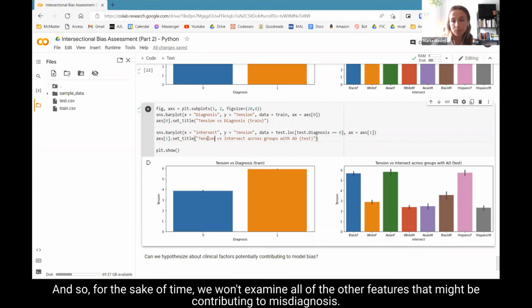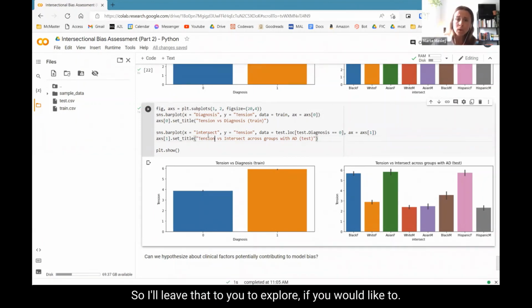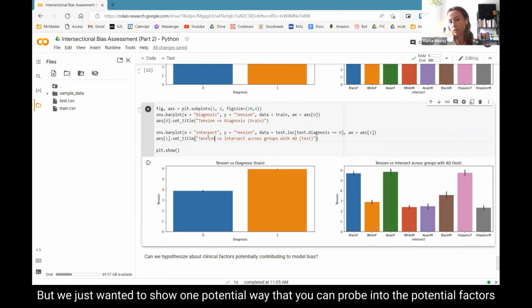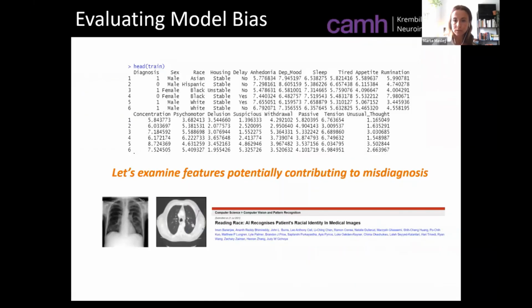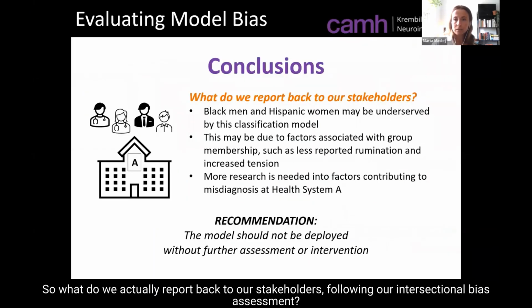And so for the sake of time, we won't examine all of the other features that might be contributing to misdiagnosis. So I'll leave that to you to explore if you would like to. We just wanted to show one potential way that you can probe into the potential factors underlying misdiagnosis. So we'll just return back to the slides now, just to conclude. So we'll go to the next slide.